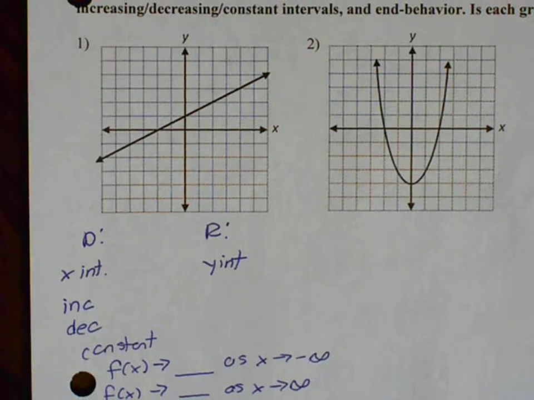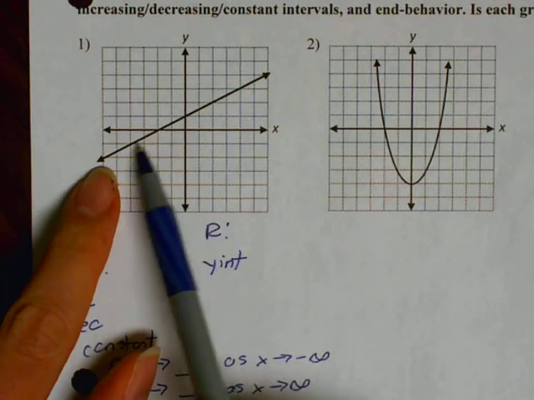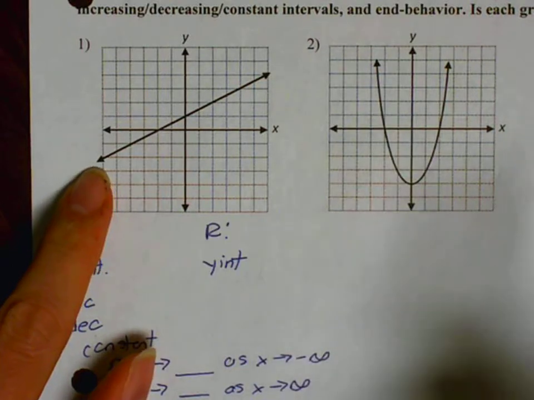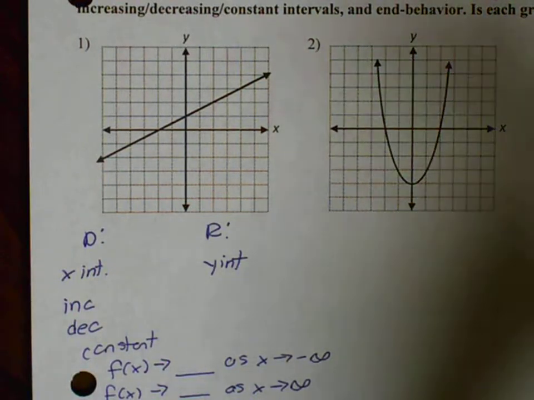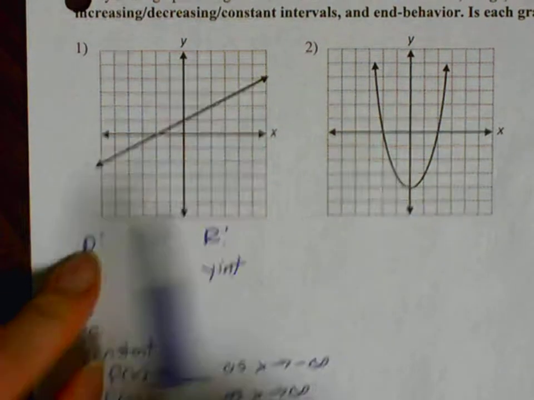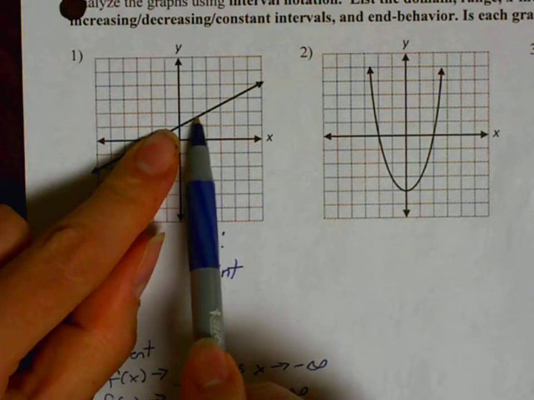Okay, we're going to work through some of the day 3 homework where we analyze graphs using interval notation. So let's start with the first one, number 1. It's a line. That means it goes on forever in both directions. So if I'm looking at my domain, which are x values, this line is going to go on forever.